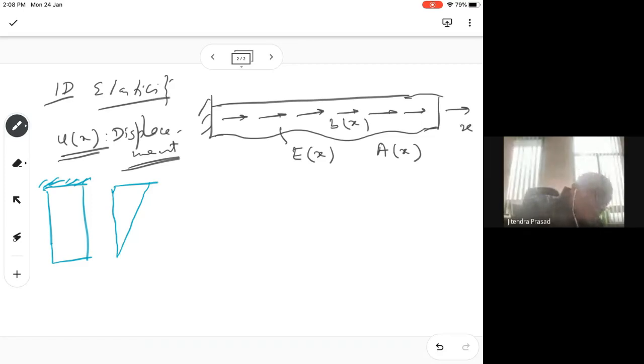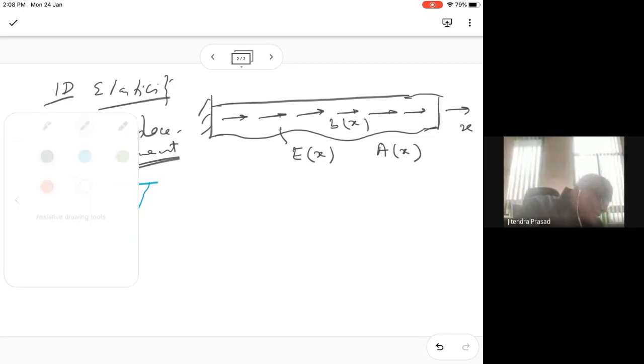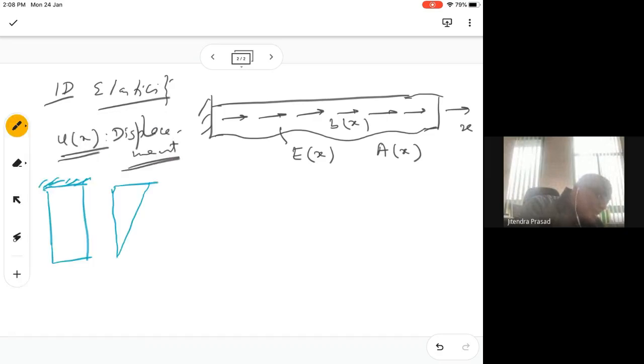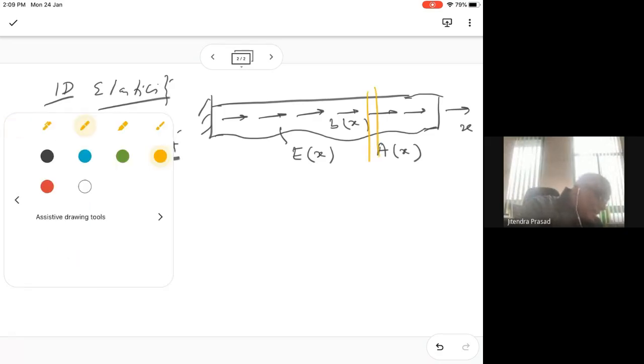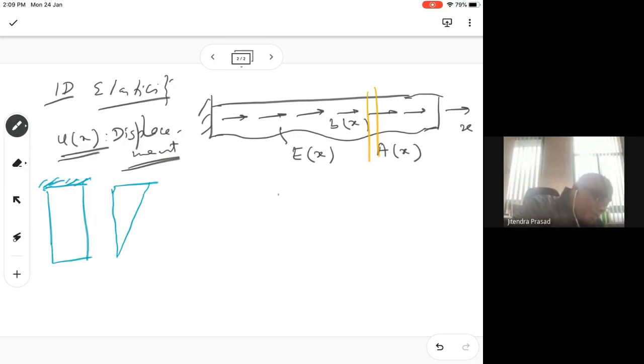Equation wise, what we will do, we will take a slice. We'll just cut, we take a small slice from here, and a small slice will have something like this. It will have area here, it will be A(x). Here it will be A(x) plus dA over dx.